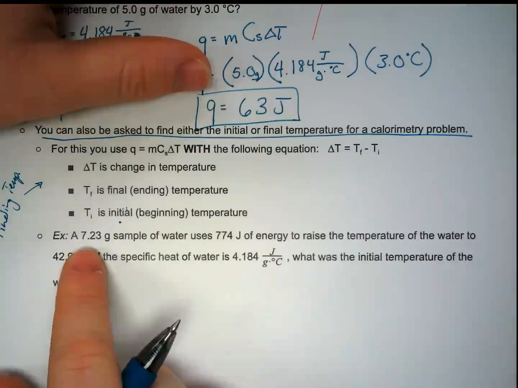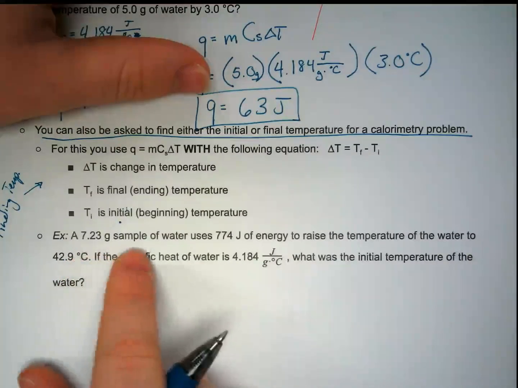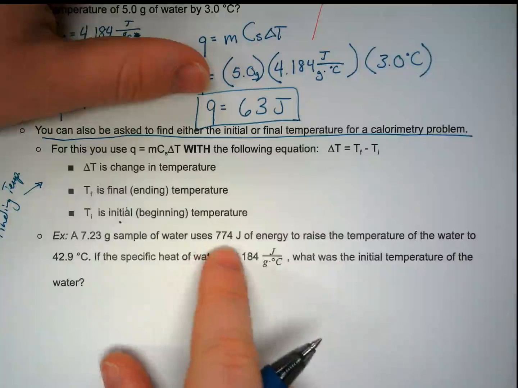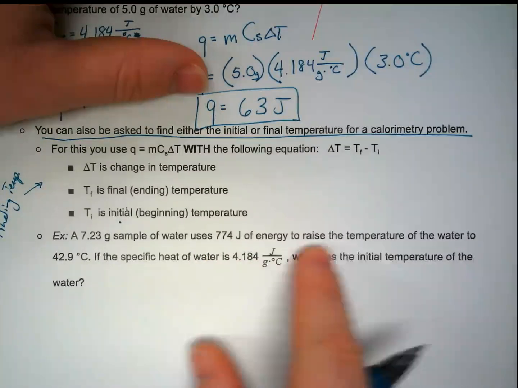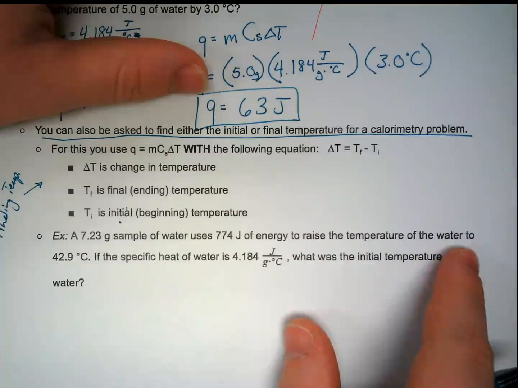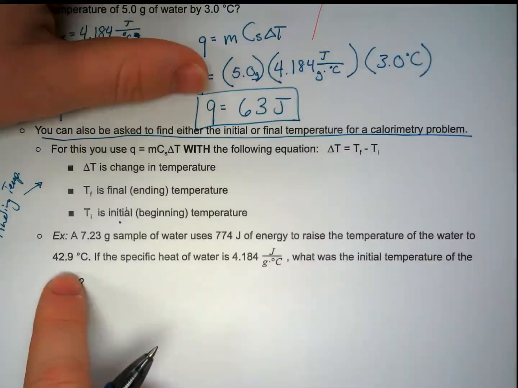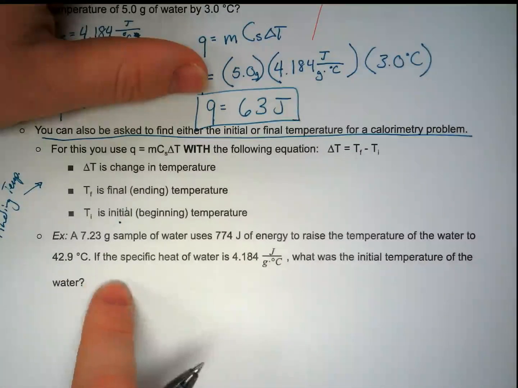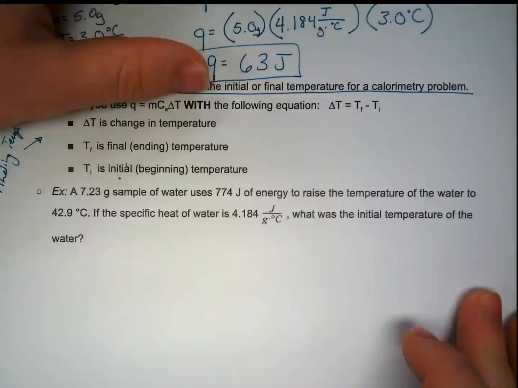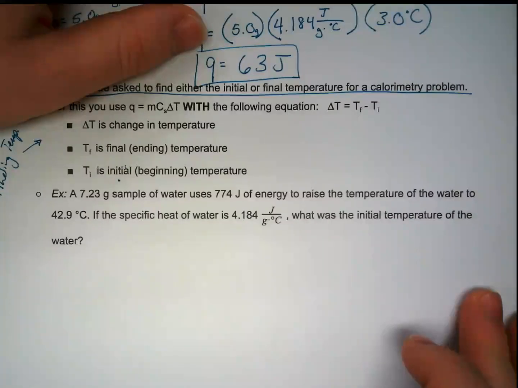It says here that a 7.23 gram sample of water uses 774 joules of energy to raise the temperature of the water to 42.9 degrees Celsius. If the specific heat of water is 4.184 joules per 1 gram by 1 degree Celsius, what was the initial temperature of the water?